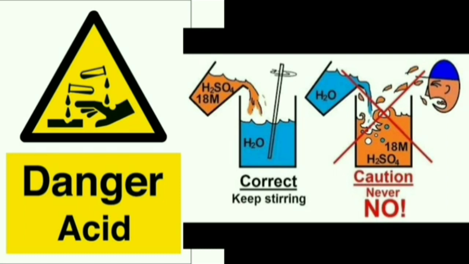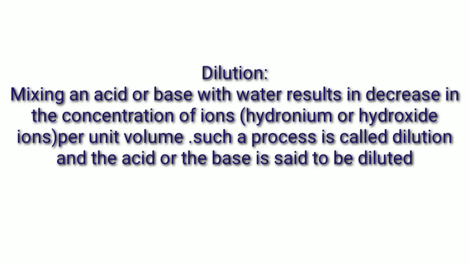So while carrying out dilution process, as I told you before, care must be taken while mixing concentrated acids with water. So always the acid must be added slowly to water with constant stirring. So dear students, let us now define what is dilution. Mixing an acid or base with water results in decrease in the concentration of ions like hydronium ions and hydroxide ions per unit volume. Such a process is called dilution, and the acid or the base is said to be diluted.